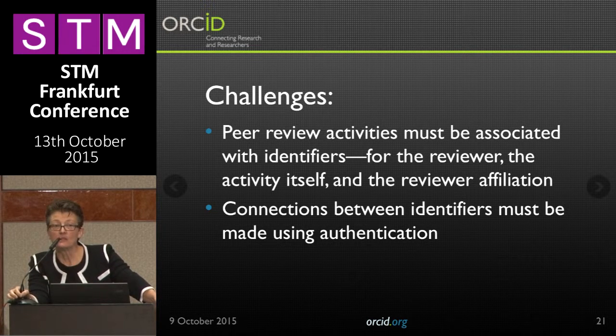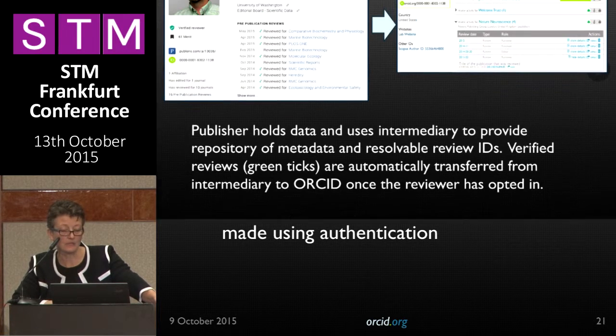In some cases, you can think about a DOI because the review report itself is published. But in many cases, the review is not published, right? So how do we come up with an identifier for the review? This is a challenge I'm going to throw back to you guys, and I'm going to also show an example of how one platform is dealing with it. And again, connections between these identifiers must be made using authentication. When you invite a person to come in for review, please ask them to authenticate their ID.